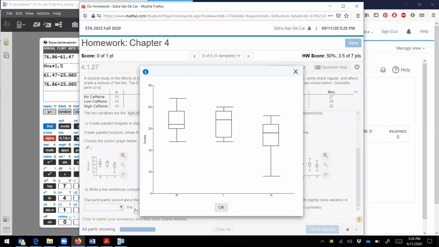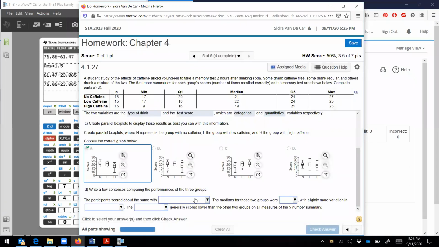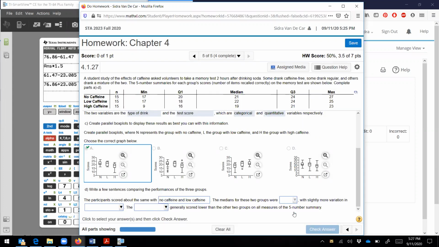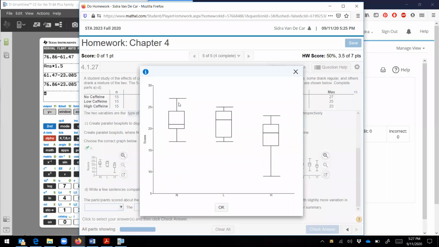All right, so let's see if we can summarize that. The participants scored about the same with no caffeine and low caffeine. There we go. Right, because these two graphs, notice, are close, just a little potentially higher here. Medians are close. The medians for these two groups were one apart, 21 to 22, with slightly more variation in, notice, I have slightly more variation in the no caffeine group because things are more compact and tighter together over here.